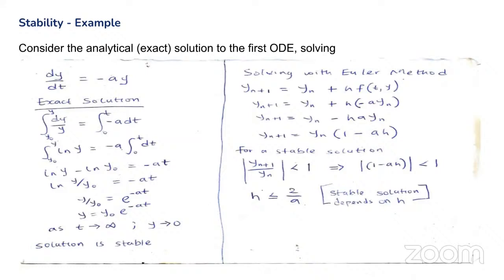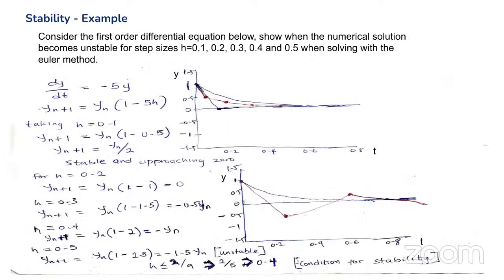Okay, so this is a typical example. It says we should consider the first order differential equation below. Please, I'm sorry about the way I plotted my graph. My sketch is not really nice. I'm sorry about that. Consider the first order differential equation below. Show when the numerical solution becomes unstable for step sizes h equals 0.1, 0.2, 0.3, 0.4, and 0.5, when solving with the Euler's method.